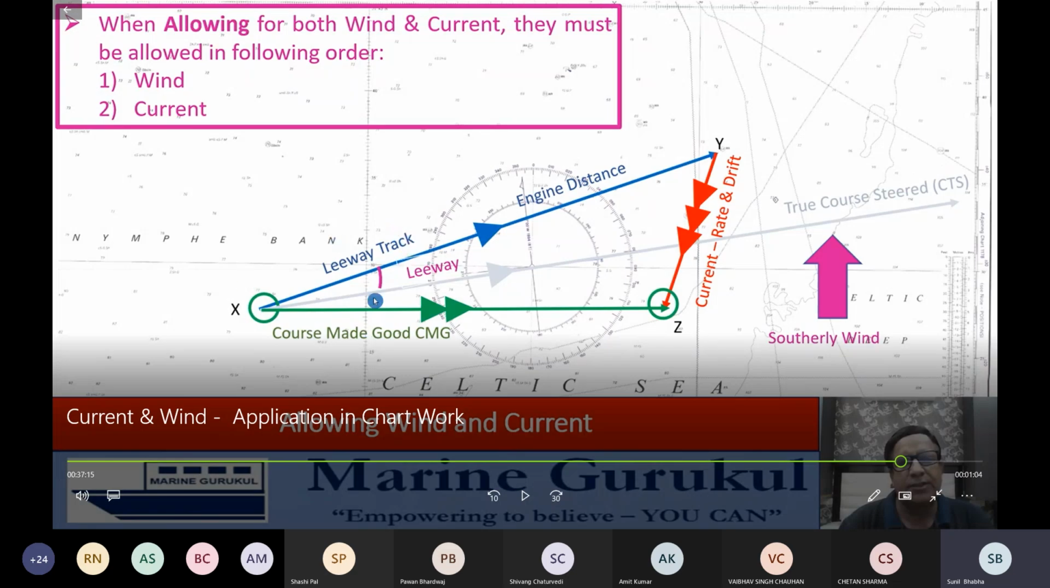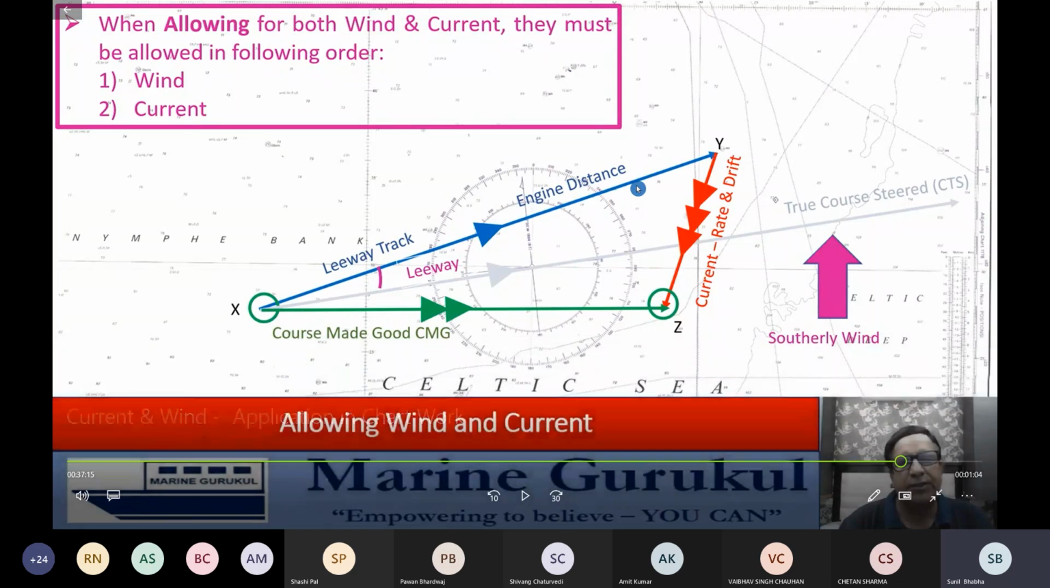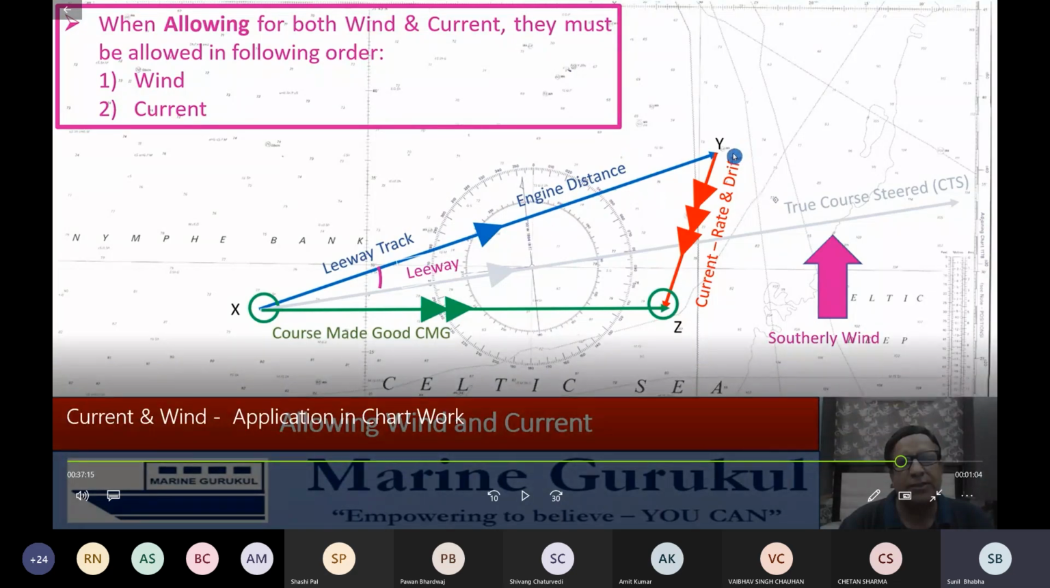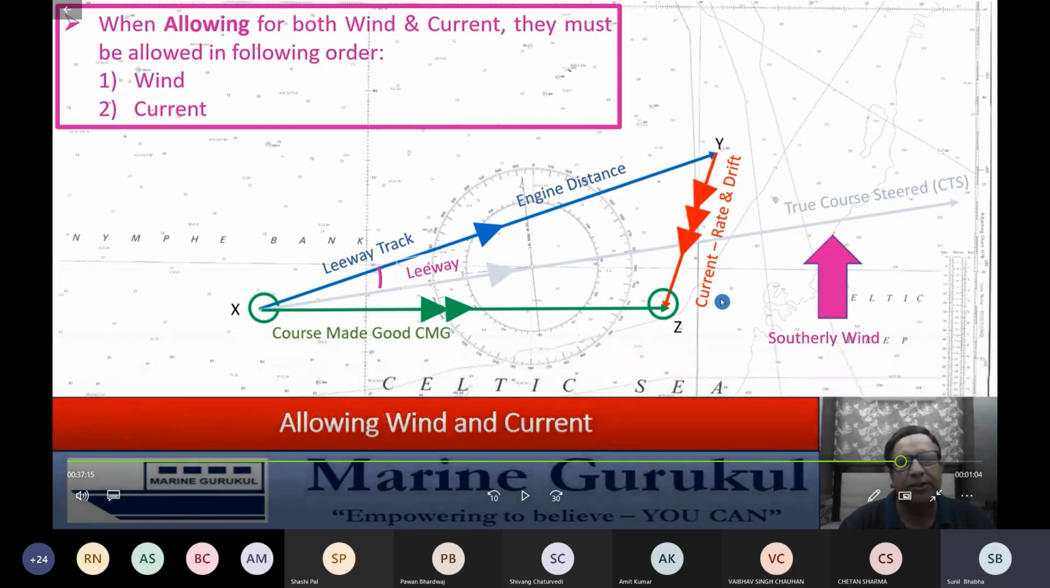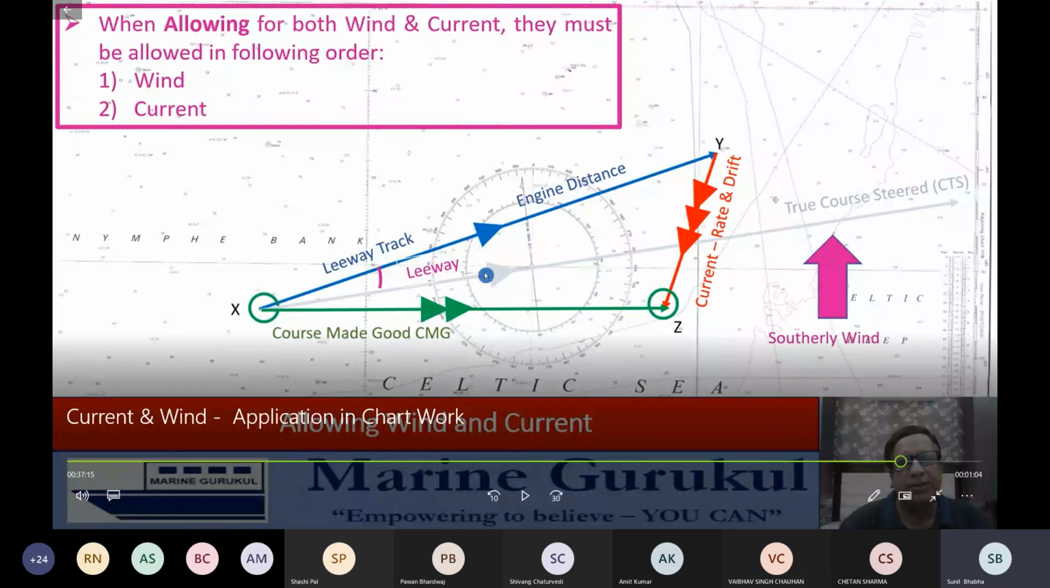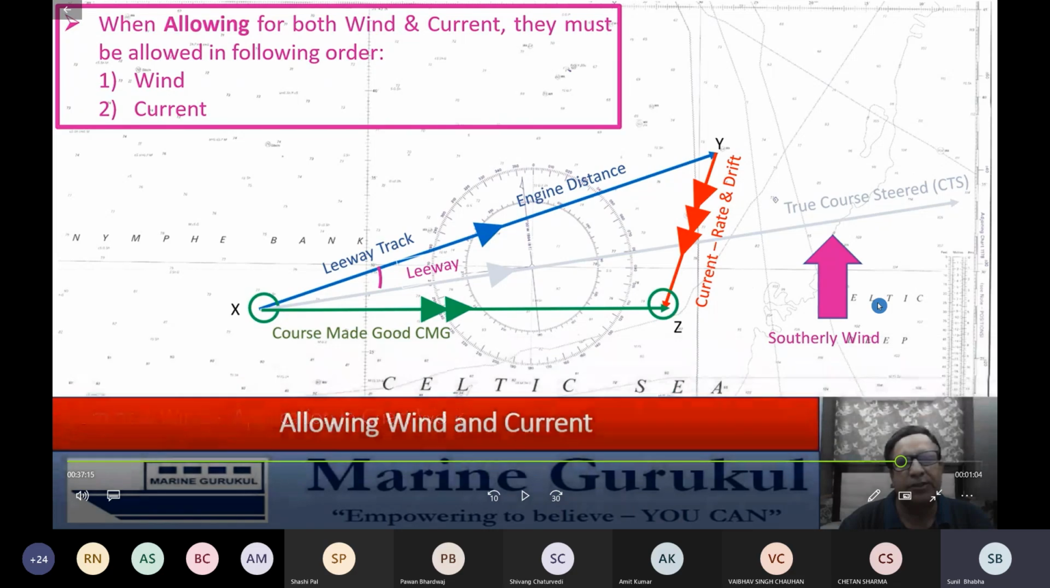So then we use our gyro to find the CTS. We use the Doppler log, which is obviously in deep waters working in the water track mode, to get the engine distance. We check out the sailing directions to get the set and rate of the current, or the routing charts can be used. And using this information, we find out that the vessel will actually be moving on this particular track. So this gives us a good idea where will our ship be after an hour, 2 hours, 3 hours, 6 hours. So we can accordingly steer a safe course.